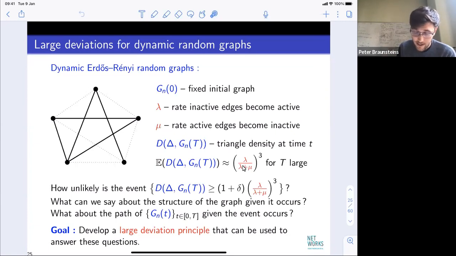And we've got exactly the same questions that we had before. How unlikely is the event that there's an unusually large number of triangles? We want to know what we can say about the structure of the graph given this event occurs, and what path the process takes.